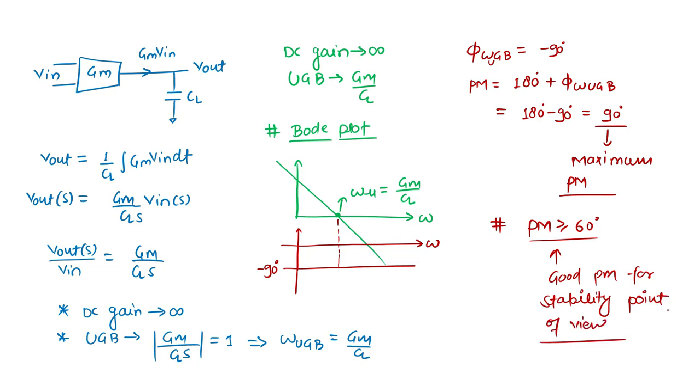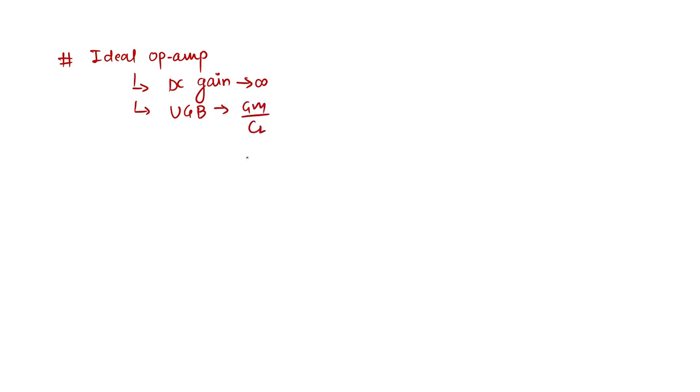So what are the expectations for an ideal op amp? For an ideal op amp, we have seen that the DC gain is infinite, and the UGB you are getting is nothing but GM by C load, the load you are driving with the GM cell. The phase margin for the first order system should ideally be 90 degrees. So it is a stable system when you use it in closed loop.